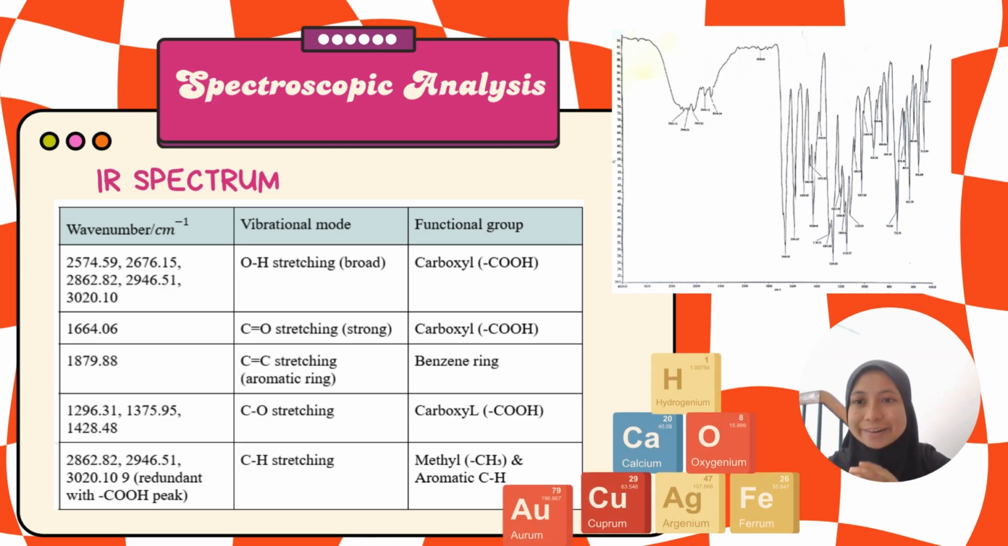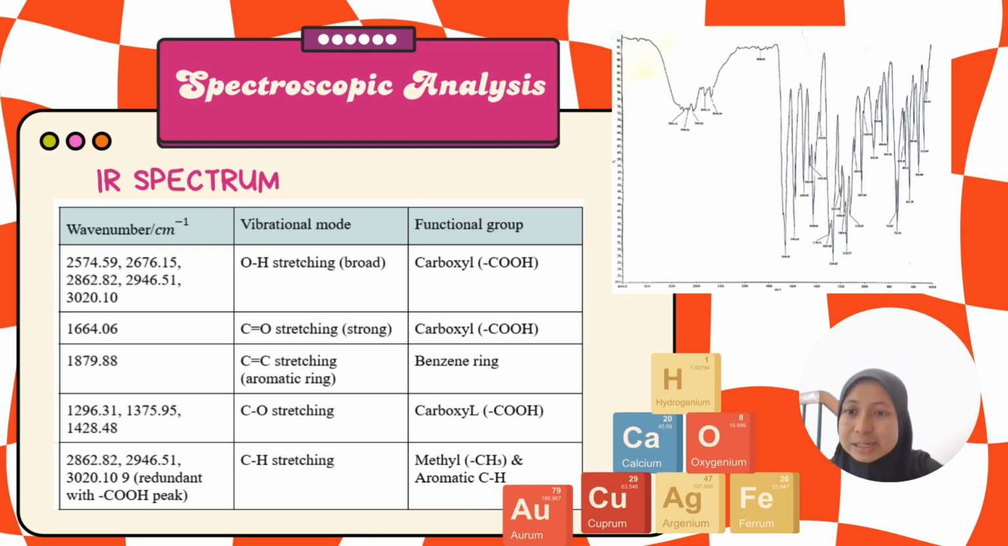Next, we go to the IR spectrum for the acidic compound. What we can observe here is a broad peak around 2500 to 3300 per centimeter, characteristic of O-H stretching in carboxylic acids. Next is a sharp peak at approximately 1700 per centimeter, indicating the presence of C=O stretch in the carboxylic acid group. Aromatic C-C stretching appeared as a medium intensity peak around 1800 per centimeter.